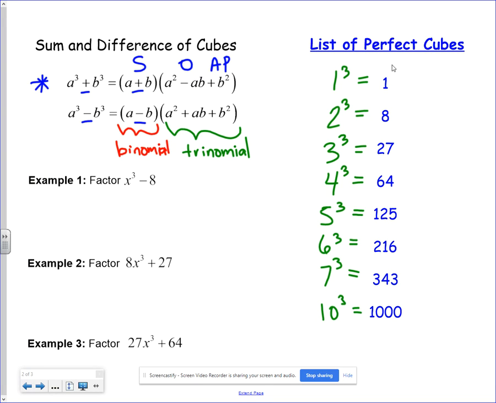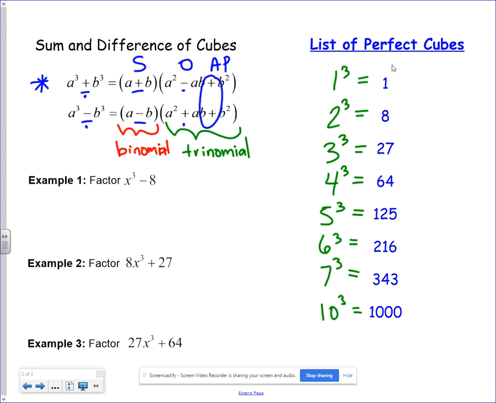And then the O for SOAP stands for opposite. So here we have a plus sign. What do we got here? A minus sign, the opposite. Down here, when we had a minus sign, what do we have here? The opposite, which is a plus sign. And then the AP in SOAP stands for always positive. Okay? So this last term in your trinomial is always positive.